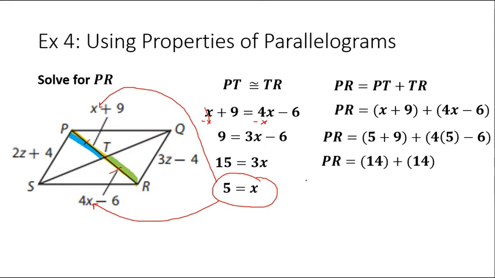So what I'm getting here is 5 plus 9 is 14. Here I get 4 times 5 is 20 minus 6 is 14. So 14 plus 14 gives me the value of 28. So PR equals 28. Okay, next question.